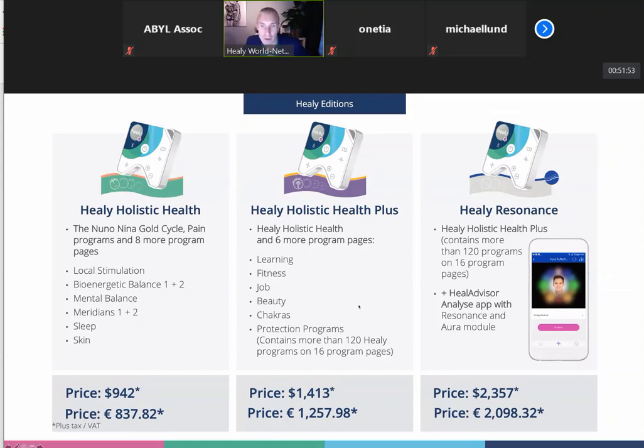the extra analysis app, the Heal Advisor Analyze app, where the resonance and aura module is, and you can do analysis. And because it's working with vibrations, only with the frequencies instead of microcurrents, it is also possible and suitable for almost everyone there is, including animals, kids, etc. So really, really something nice.